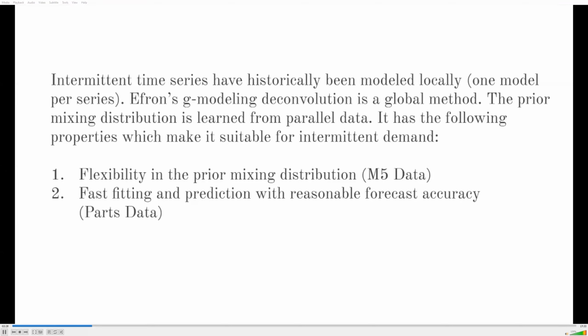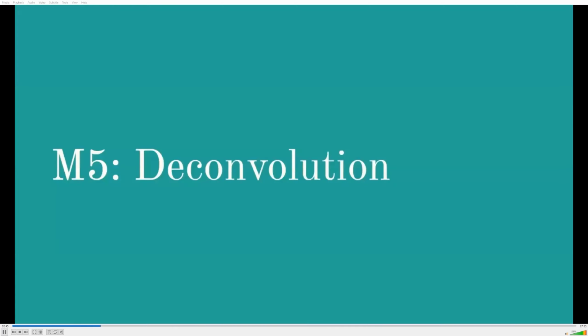I wanted to highlight two things in this presentation. One was to showcase the flexibility of the prior mixing distribution, and I was going to use the M5 data to show that. And I also wanted to show fast fitting and prediction with reasonable forecast accuracy in the parts data set.